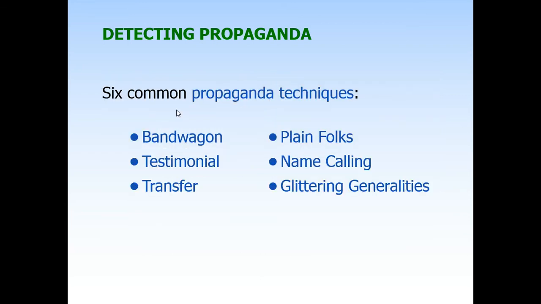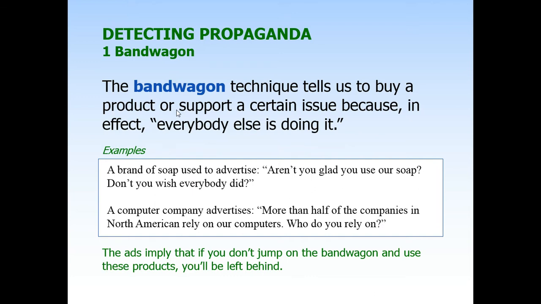So here is a list. So we'll start with the first one, bandwagon. And that is where the bandwagon tells us to buy a product because everybody else is doing it. It's bandwagon, like jump on the bandwagon because everybody else is. Everybody likes this football team or basketball team or baseball team, so you should like it too, and so on. So here are some examples for that. So that is bandwagon, and you can look at that in your book. You can look at some of these examples as well. Okay, so that's bandwagon, or jump on the bandwagon because everybody else is.